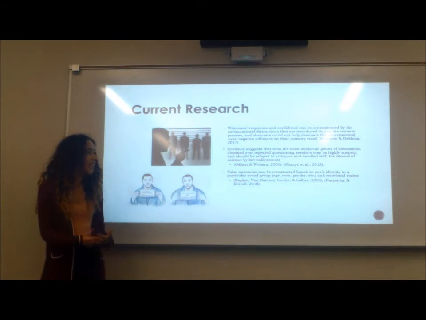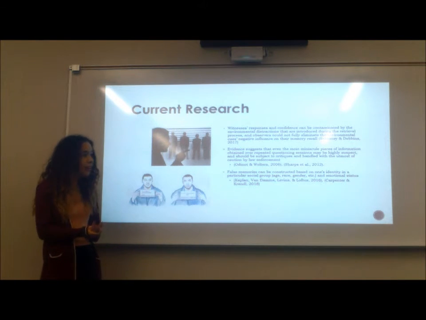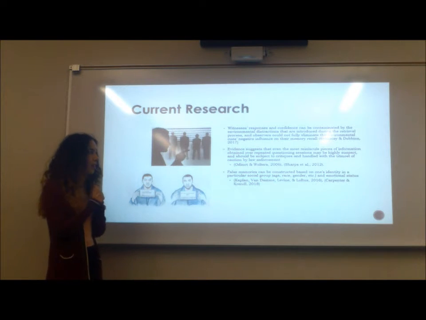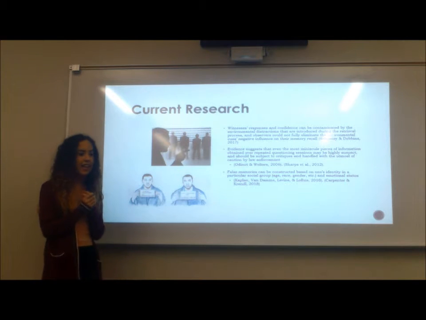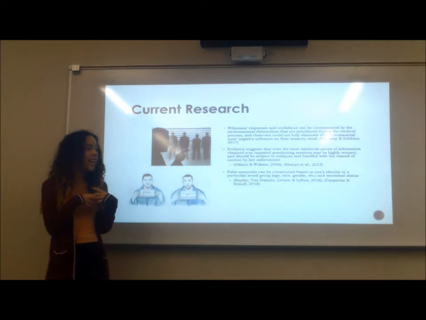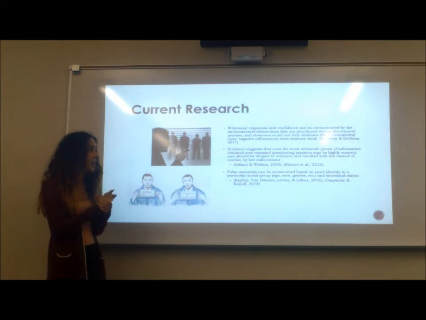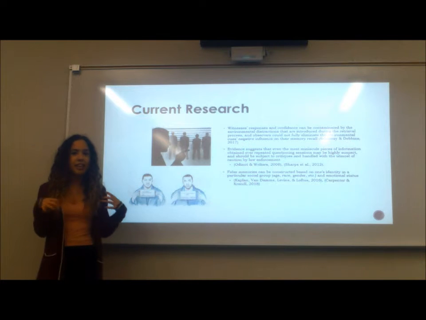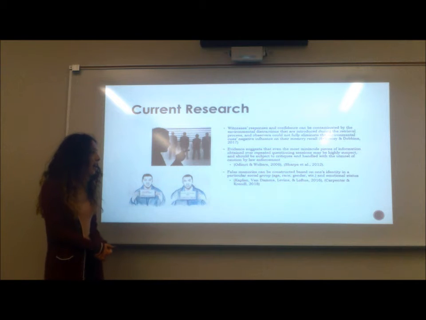And witnesses' responses and their confidence in those responses can be contaminated by the environmental distractions that are introduced during the retrieval process. So when law enforcement are questioning them, they can introduce a lot of environmental distractions that may have a negative influence on memory recall, and the observers themselves can't fully eliminate that potential for distraction.